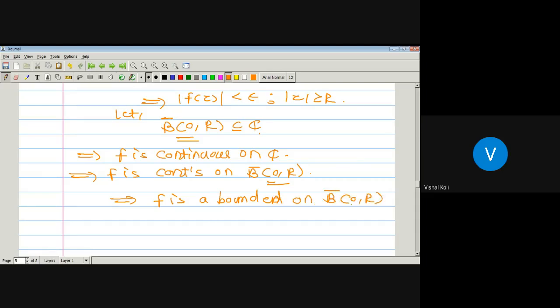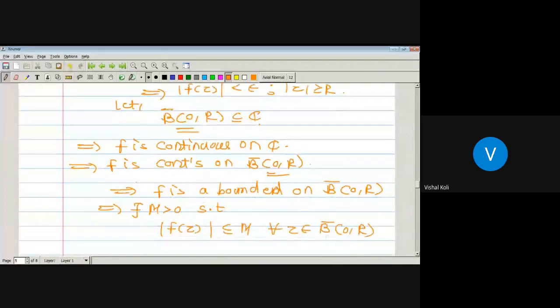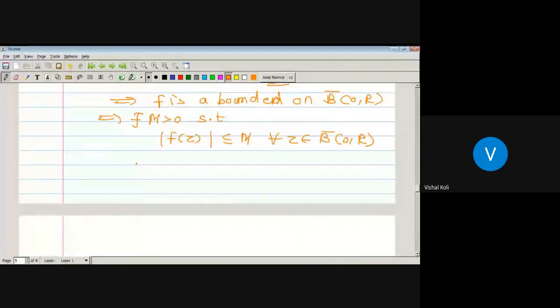And this disk is nothing but a circle with center at 0 and radius r. As f is bounded on this disk, there exists some capital M greater than 0 such that modulus of f of z is less than or equal to M for all z belonging to this disk, the closure of the disk at 0. That is, modulus of f of z is less than or equal to M for all modulus z less than or equal to r, since it is a circle with center at 0 and radius r.